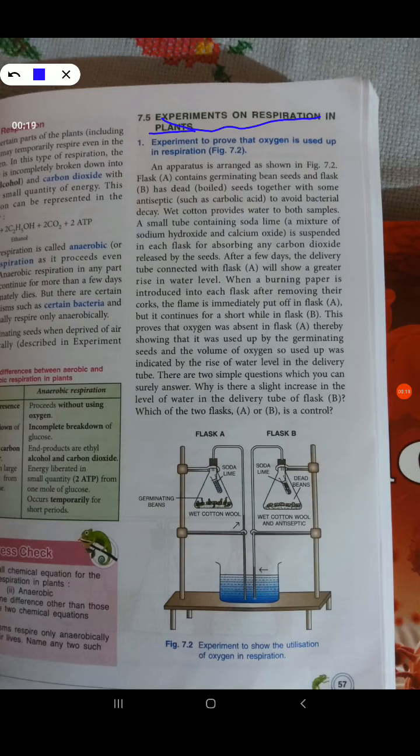So let's see the first experiment, that is to prove that oxygen is used in respiration. For this we'll make this setup. As you can see, this is the setup. We'll take two conical flasks. In the first conical flask, we'll take germinating seeds over wet cotton wool. In the second conical flask, we'll take dead seeds over wet cotton wool.